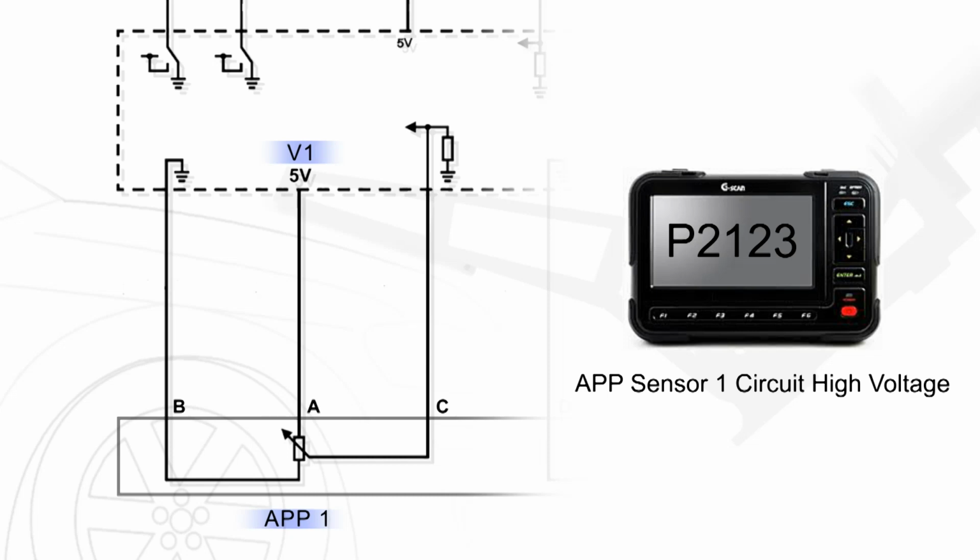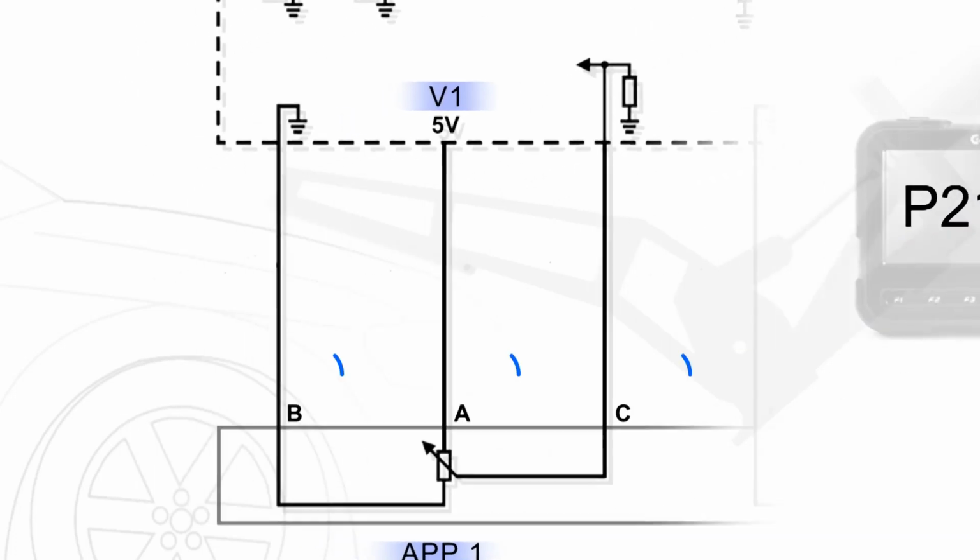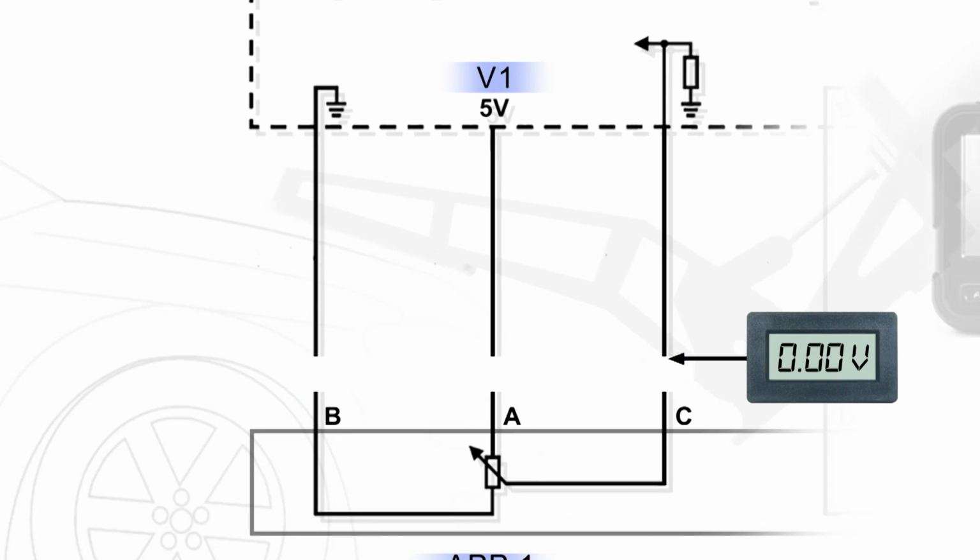We can also get a P2123 accelerator pedal position sensor high voltage. This time it's indicating that we have above the maximum voltage on our signal wire. Same process, disconnect the accelerator pedal position sensor and check to see what voltage we have on that wire. We should have 0 volts. If we have anything other than 0 volts, that means we have a short to voltage on that wire, and that's what our problem will be, so we have to diagnose it. If we have 0 volts on there, the most likely cause, again, is the pedal position sensor.